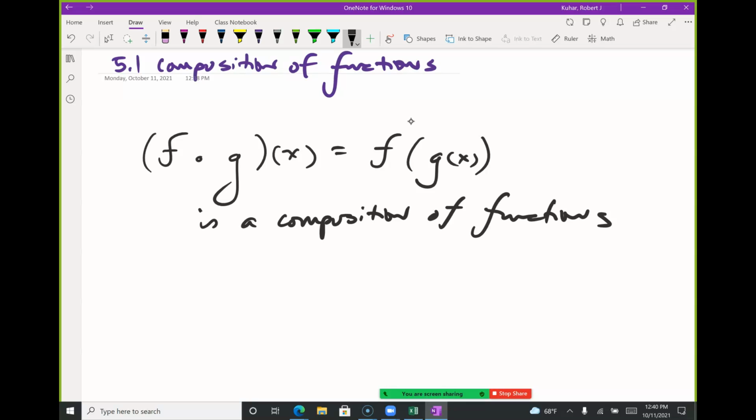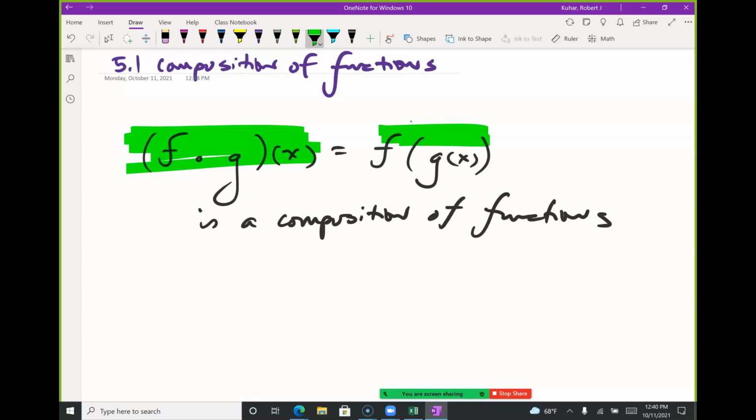The book will use this first notation here in green. I never do. I always use this one, in blue. It just makes a lot more sense to me that I'm putting the function g inside of the function f, right? And that's what it means. Which one will MathXL use? The green. They use the green. But just know it means what I'm writing, right? It means actually put the function g inside of the function f, right? So this is the inside, and this is the outside.